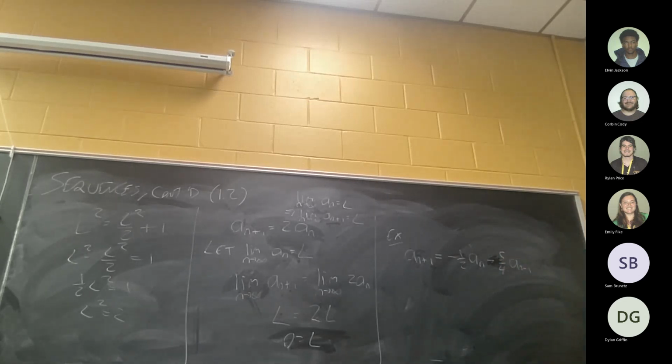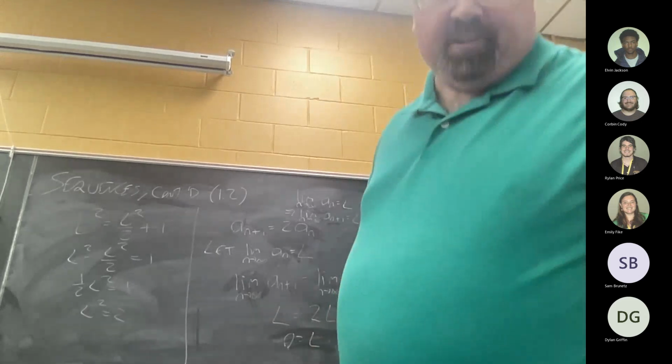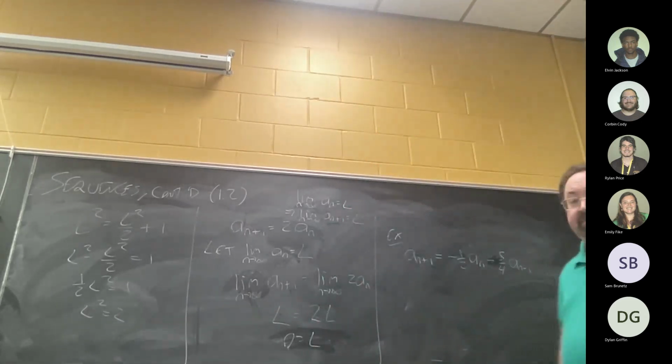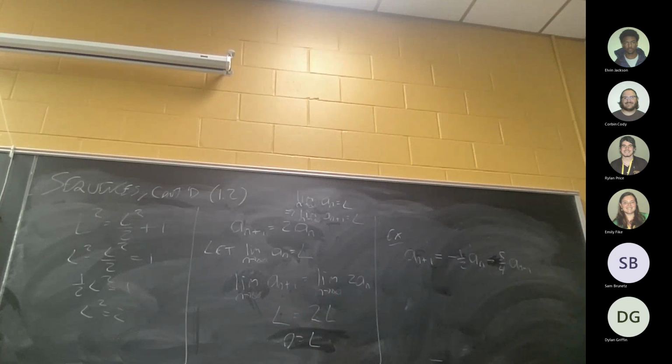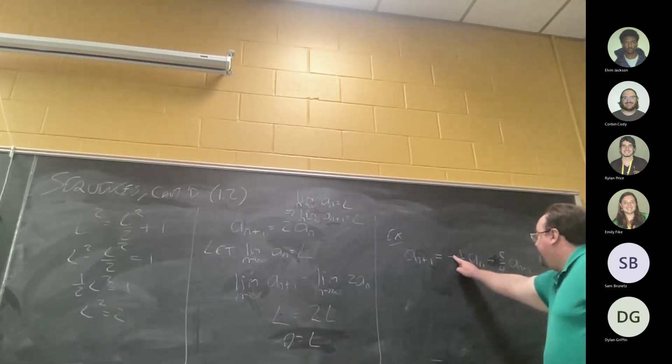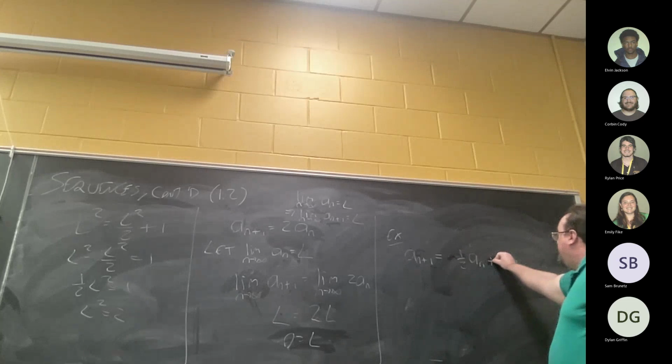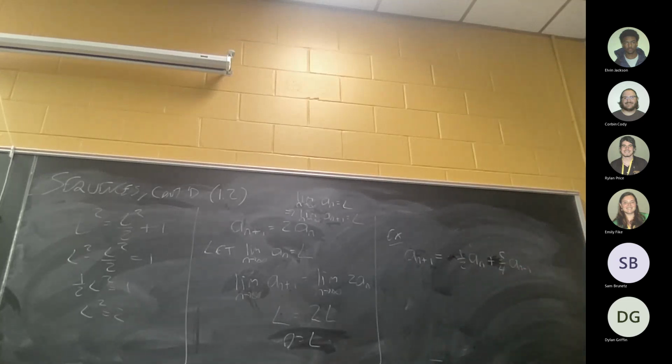So this is a case where each term of the sequence depends on the previous two, kind of like Fibonacci numbers do, only with different coefficients. Oh, actually, these should be plus. So let's see what happens in this case, where if a_n has a certain limit L, then a_(n-1) has a limit L, and a_(n+1) has a limit L.